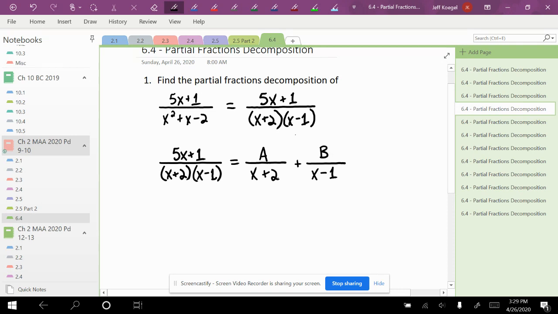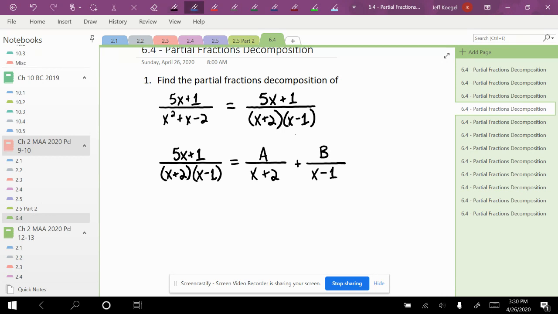In this course, we're not going to deal with any quadratic or cubic factors, anything of a higher degree. We're just going to deal with simple introductory cases where we have two factors, each of which is linear. So what we need to do is solve for A and B. We have a rational equation right here. We're going to change its form.